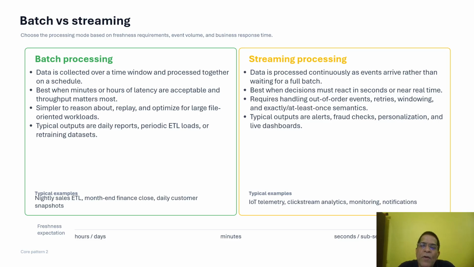It requires handling out of order events, retries, windowing, and exactly-once or at-least-once semantics. So it is all online activity that we need to do for every processing, like out of order events, the entries that we are making, windowing, what we are viewing, and exactly-once semantics, that is, what kind of transactions are being done online. All those have to be handled carefully. Typical outputs are alerts, fraud checks, personalization, and live dashboards.